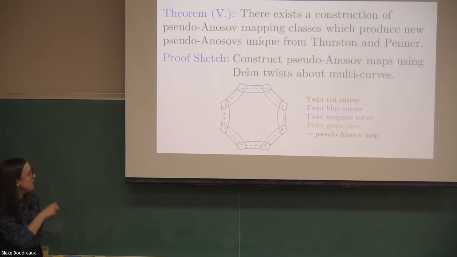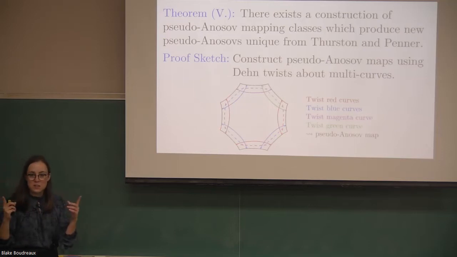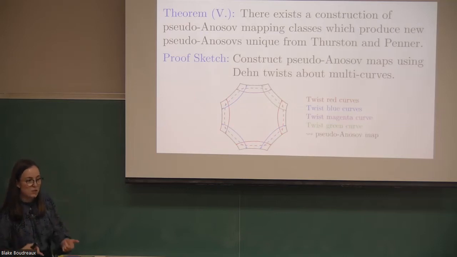And then I have a collection of 4 different curves on the surface. So I have 3 red curves, 1 here, 1 here, and 1 here. Notice that the domains are all disjoint. When the domains of Dehn twists are disjoint, you can twist them all at the same time because then they don't interact with each other in any way.